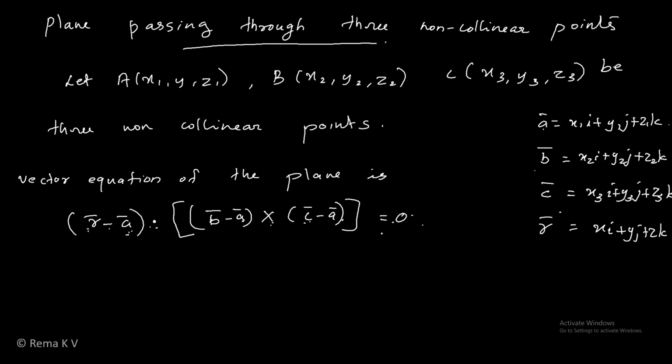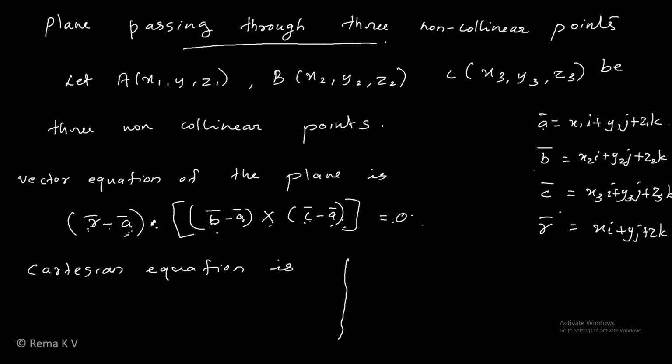No simplification needed here. (R minus A) dot (B minus A) cross (C minus A) is equal to 0. You know that the cross product of two vectors is the value of the determinant with i, j, k and the scalar components. When you take the dot product, we can write the Cartesian equation as a determinant.